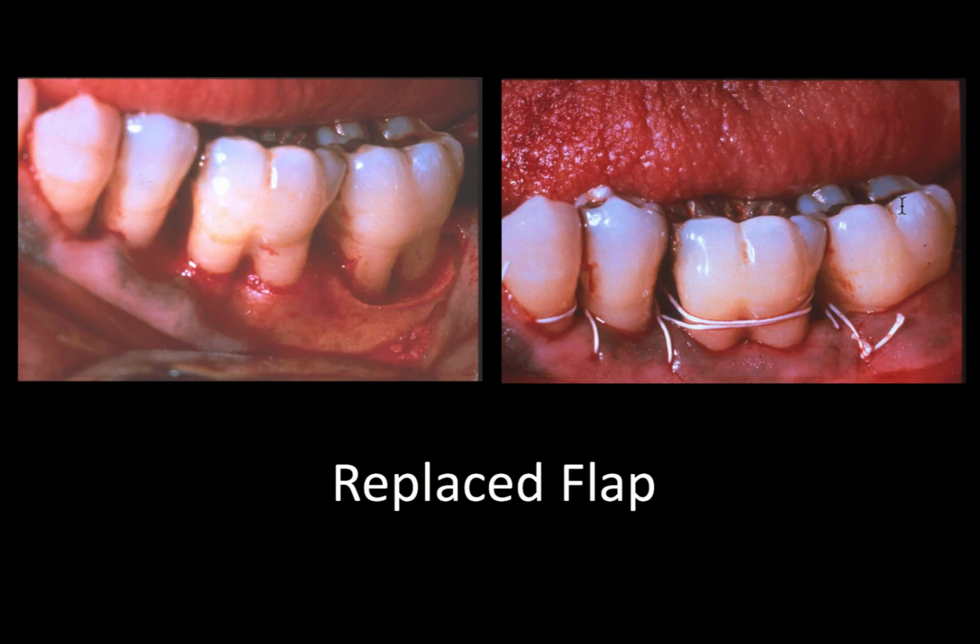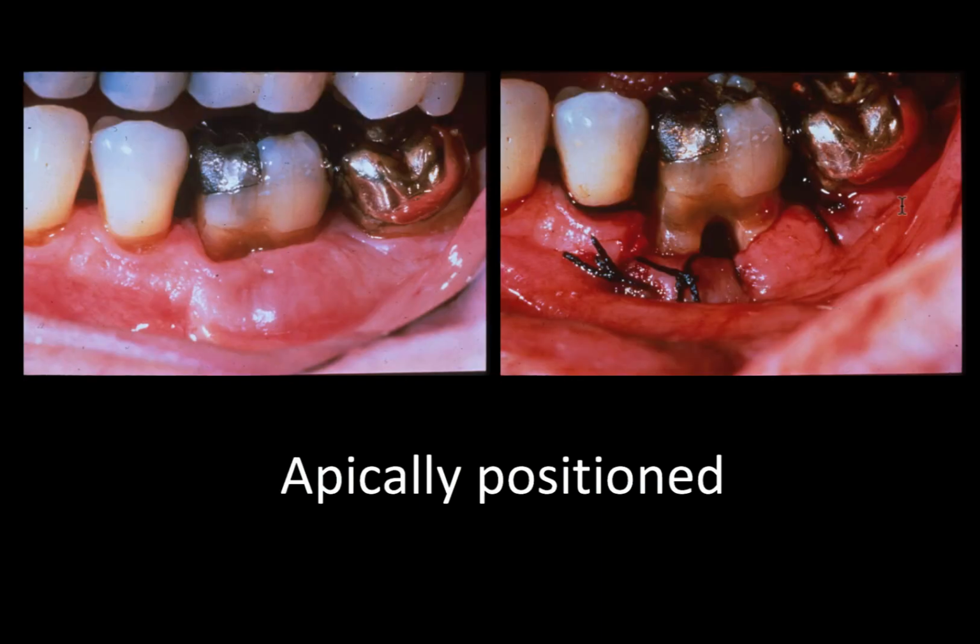In contrast, an apically positioned flap is one that is apically displaced from its original position to either the level of the alveolar crest or about 1 millimeter coronal to the crest. This type of flap positioning is chosen when performing pocket elimination procedures, which may or may not involve the removal of bone.